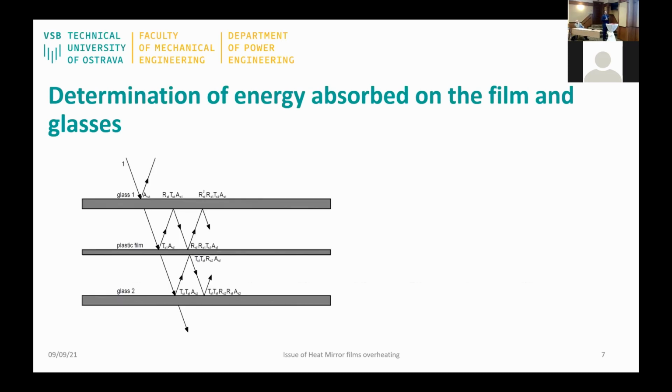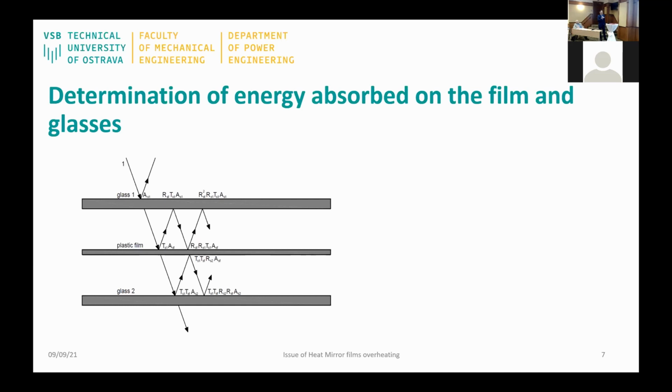So I determined the energy which was absorbed on the surfaces, on the glasses and on the plastic film. As you can see, solar radiation is incident on the first glass and partially reflected, absorbed or transmitted. Of the transmitted part of the energy, again part is reflected, absorbed or transmitted.